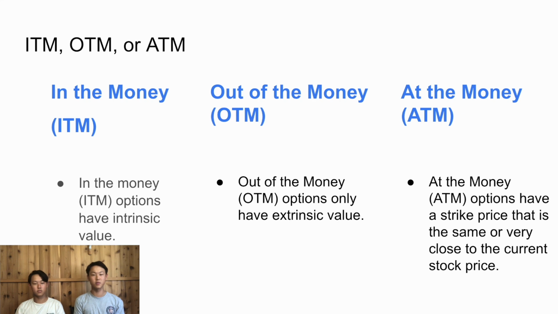In the money options are the most expensive. This is because they have intrinsic value and extrinsic value. At the money options are cheaper than in the money options but are more expensive than out of the money options. Out of the money options are the cheapest because they only have extrinsic value.